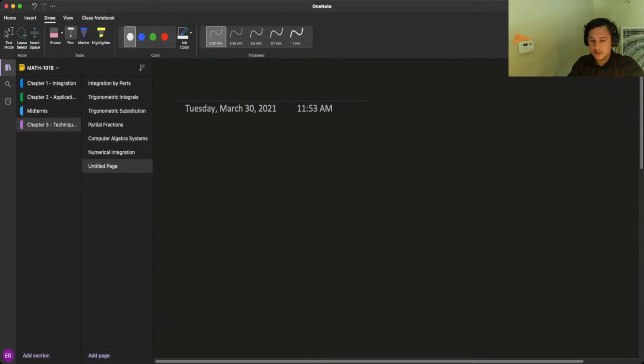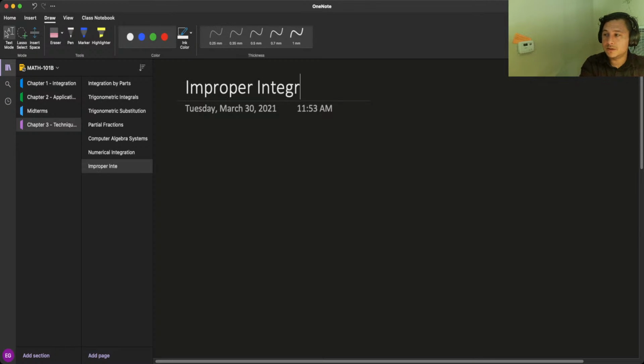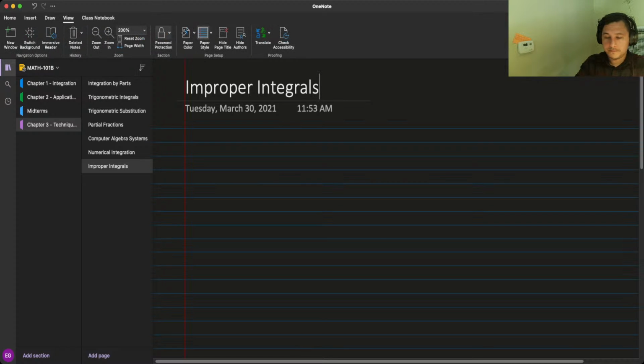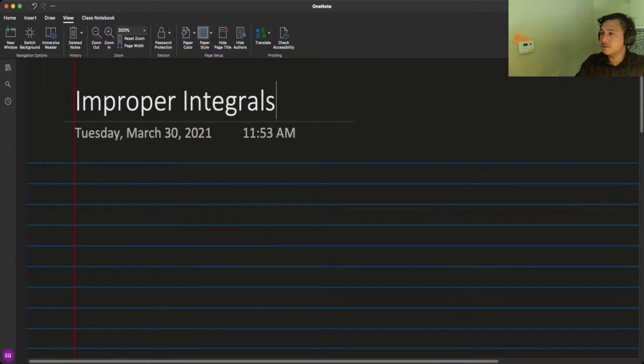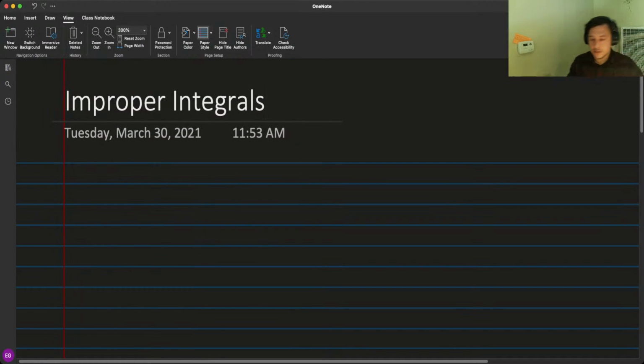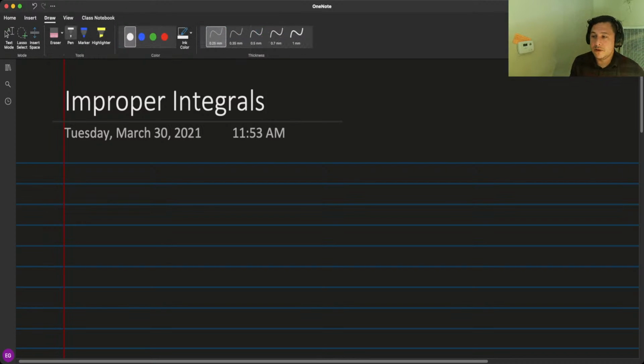Okay, new page. So we're going to do something called improper integrals now. Improper integrals. Zoom in to 300%. There we go. Okay, so up till now, when we've been doing definite integrals, we've been finding the area between a and b under f of x.